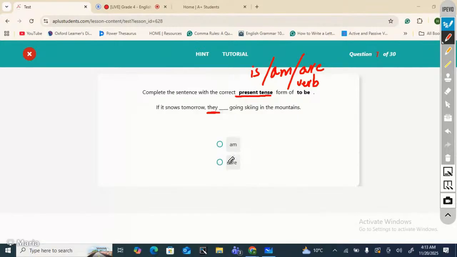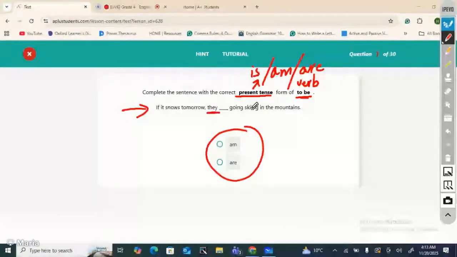They am going or they are going. These are the three present tense forms of verb to be. But in this sentence, you have to choose out of these two. If it snows tomorrow, they blank going skiing in the mountains. Am or is or are? Which one is correct?